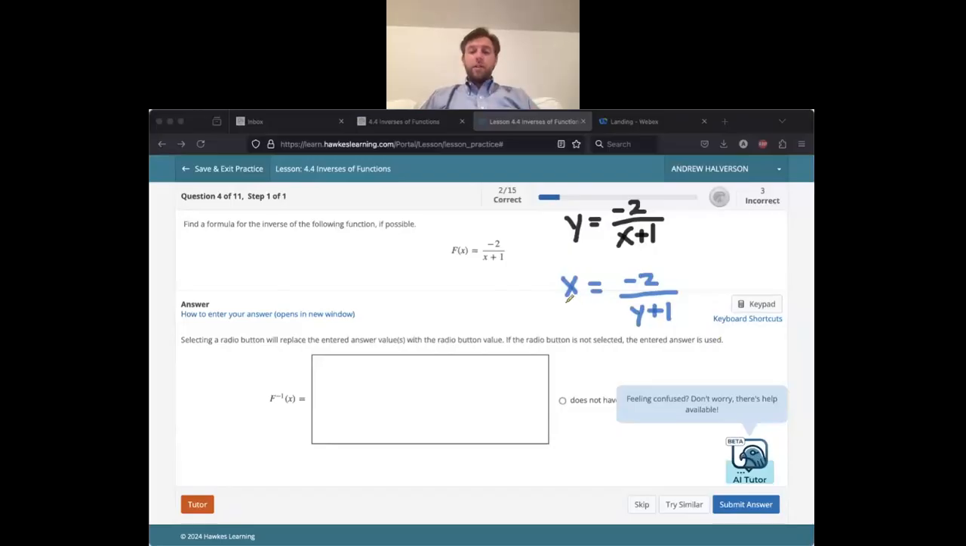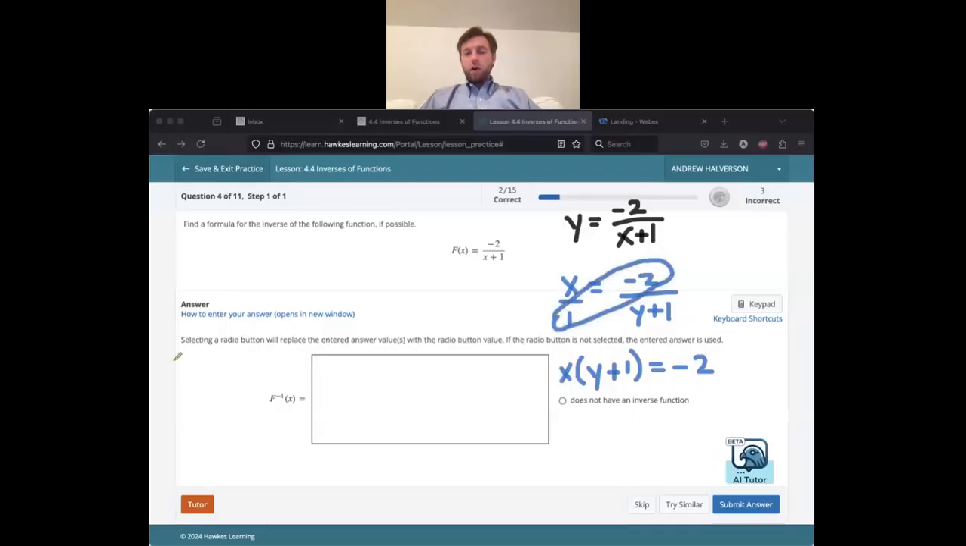Now this one, if you notice, what we would do is cross multiply, because it's a fraction on one side equals a fraction on the other side. So we get x times y plus 1 equals -2. We're multiplying -2 times 1, the denominator of the first fraction with the numerator of the second fraction, and then x, the numerator of the first fraction, times the denominator of the second fraction.